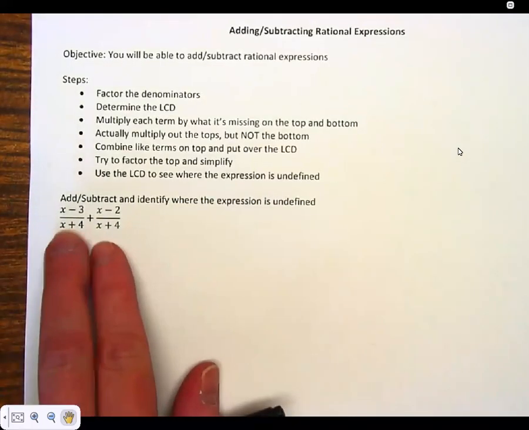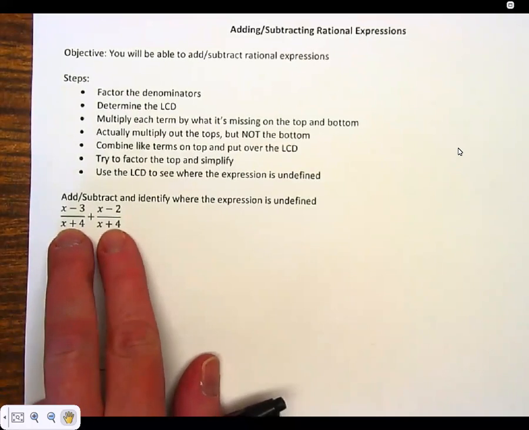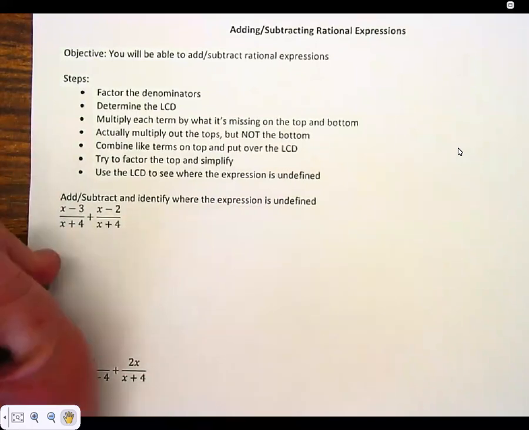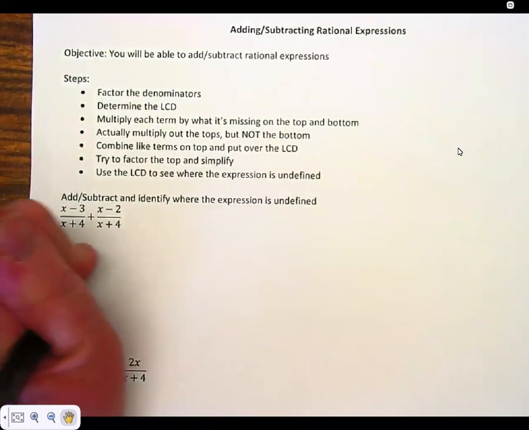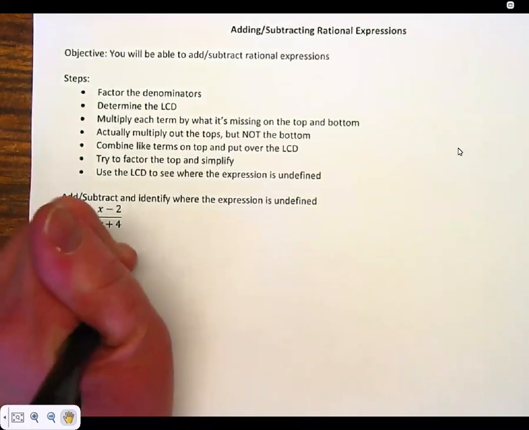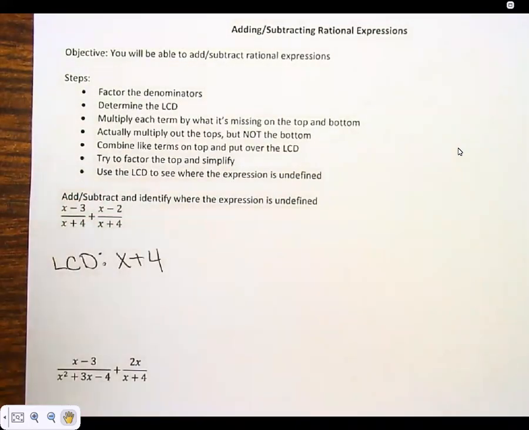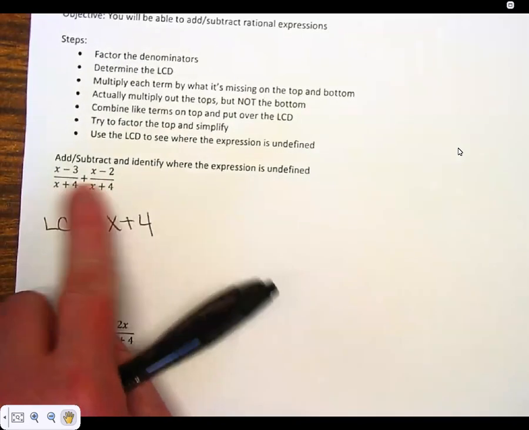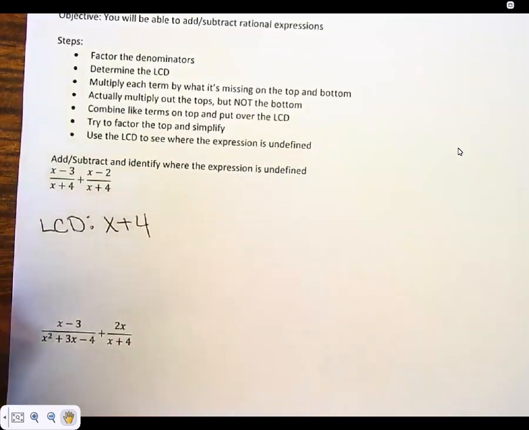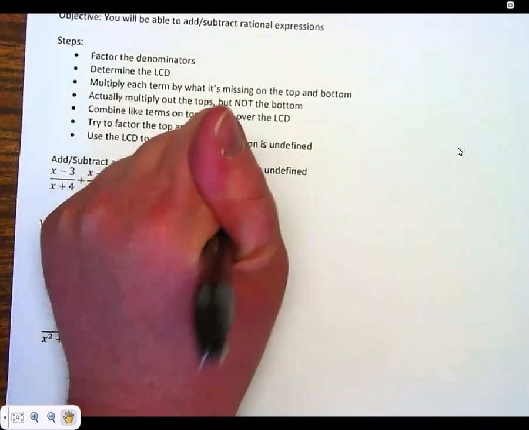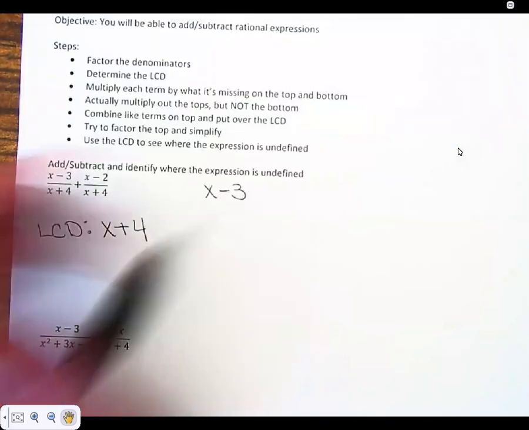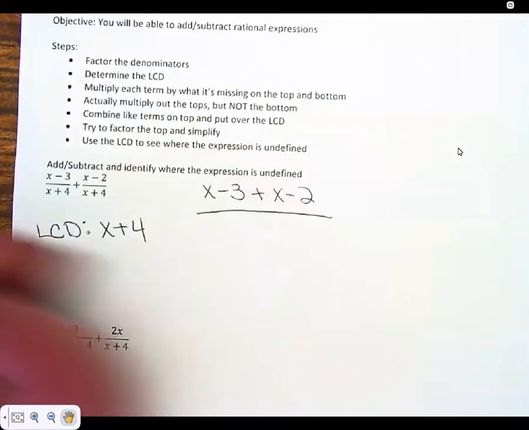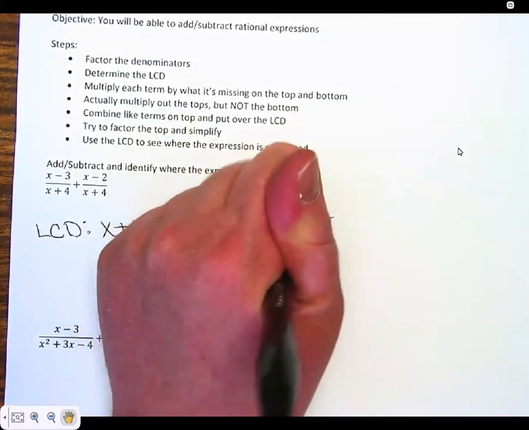Looking at the first one, this first one is ridiculously simple, and the bottoms already match, and neither of them factor. So your lowest common denominator would just be your matching bottom part. Fine. So now you're missing nothing because they both have the bottom part. So you put all of your top parts, so that's x minus 3 plus x minus 2 over one copy of your lowest common denominator.